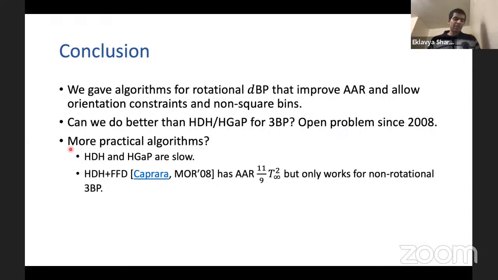And another good question is, can we get more practical algorithms? Because HDH and H-gap are very slow algorithms. So Caprara gave an algorithm which is like a mixture of HDH and the first fit decreasing algorithm that has a slightly worse asymptotic approximation ratio, but it runs in n log n time. But this only works for non-rotational versions. So can we extend this to the rotational version? This is another good question.